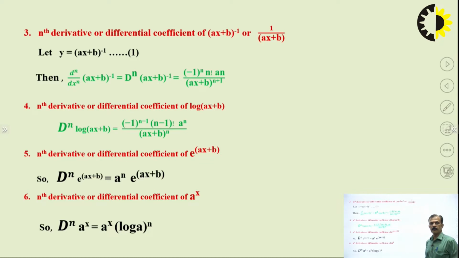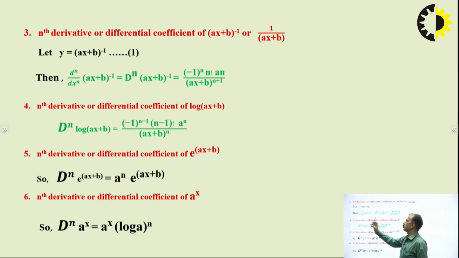The third formula is for finding the nth derivative of (ax+b) raised to the power minus 1, or 1 upon ax plus b. The nth derivative is denoted by dⁿ/dxⁿ of (ax+b)^(-1), or capital D^n of (ax+b)^(-1). This will be (-1)^n into n factorial into a^n divided by (ax+b) raised to the power n plus 1.